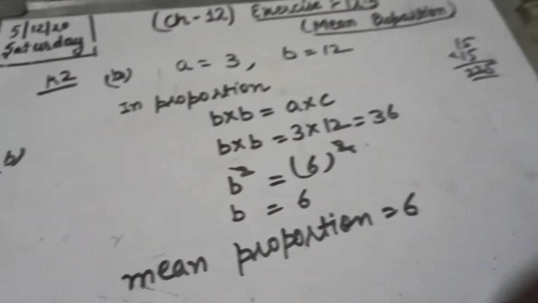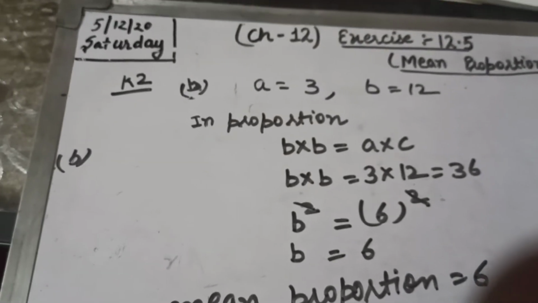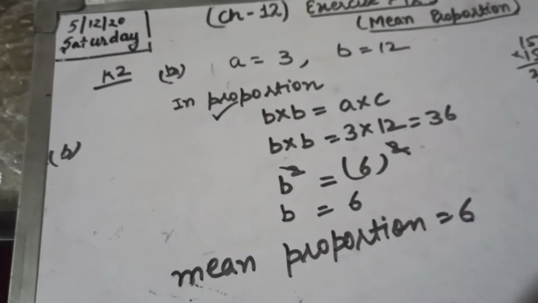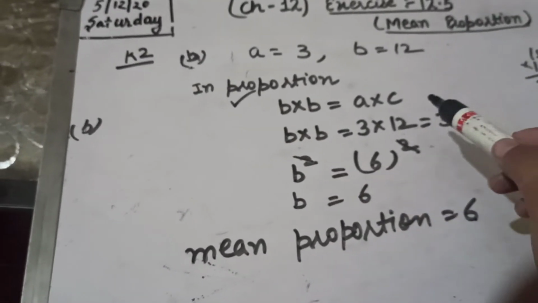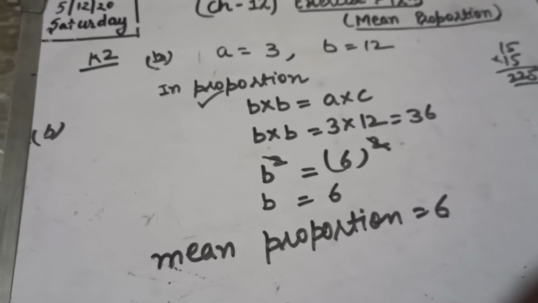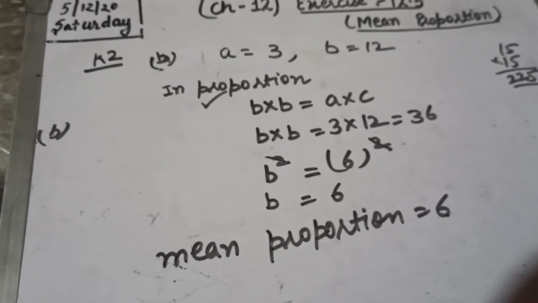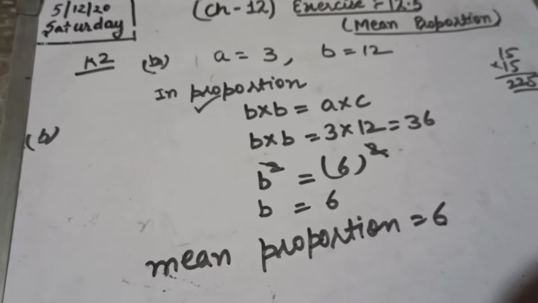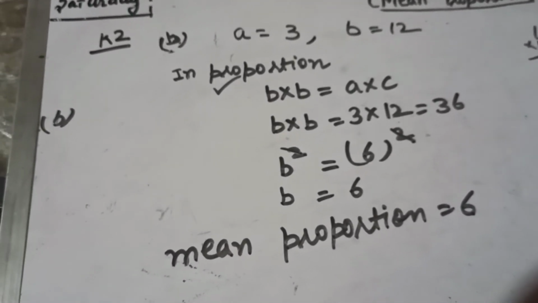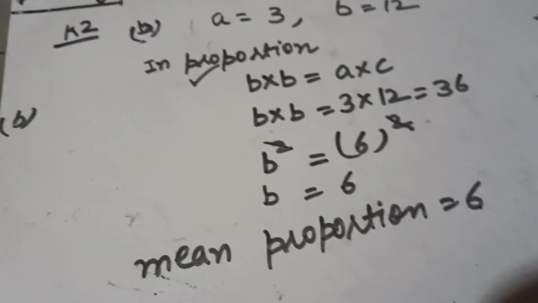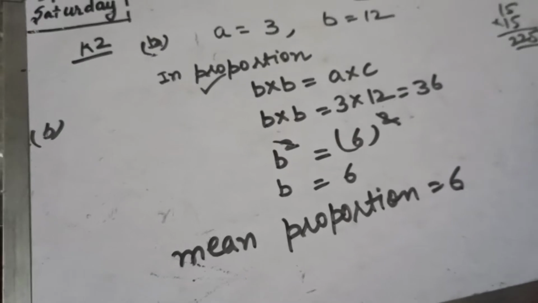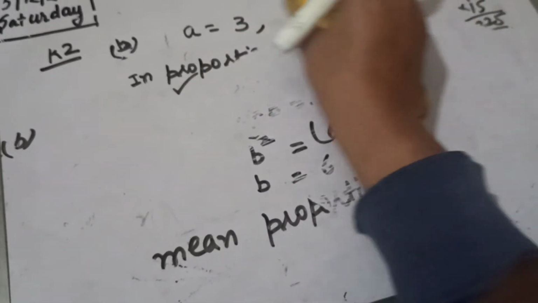Like this you have to do the rest two parts, C and D. Just use the formula of the continued proportion, that is this. And this one we have done in the part of the ratio also. The product of the first and the fourth means product of the extremes equals to the product of the middle terms, right? Now K3.